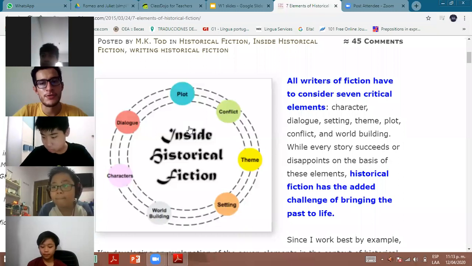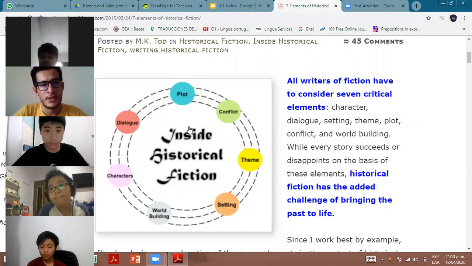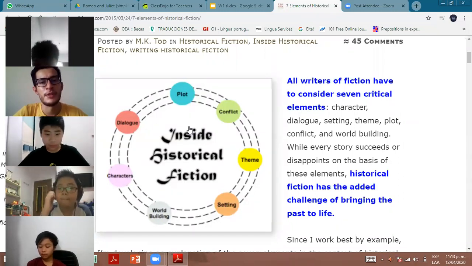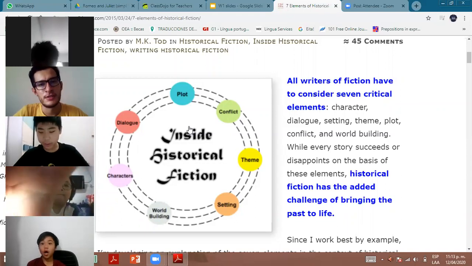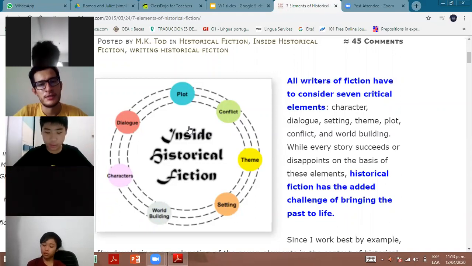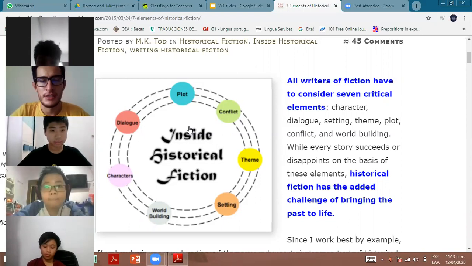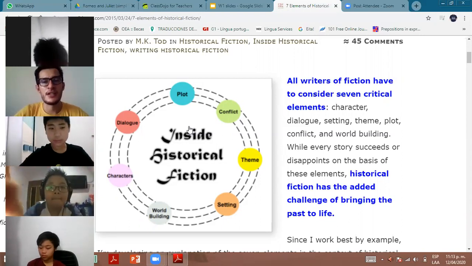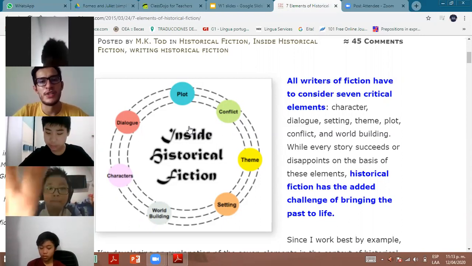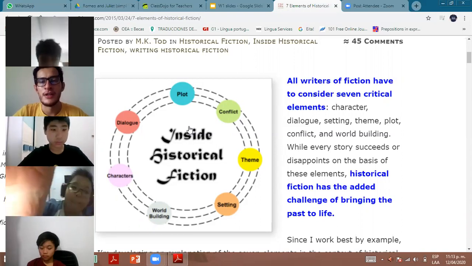Which one did you choose? I chose theme. The theme. How to spell? It's context, it contains different characteristics. Okay, yeah. It's the different characteristics of the context. Okay, great. What about Ryan?